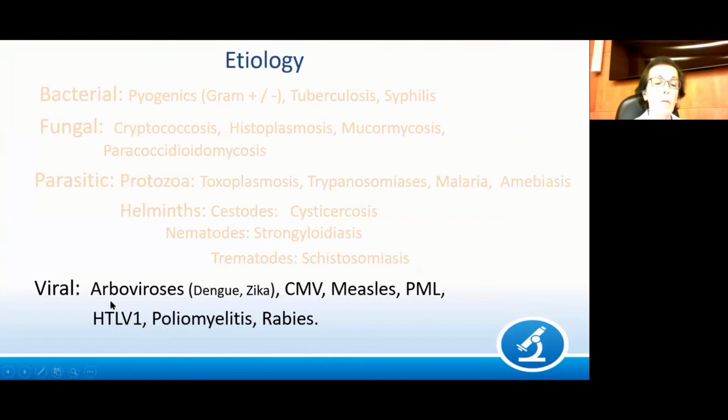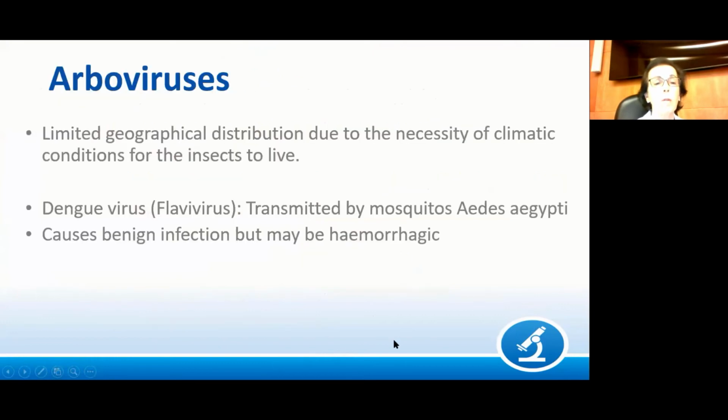And going now to the viral infections, I'm going to talk just about a few ones here. Arbovirosis, as you know, have limited geographical distribution due to the necessity of climatic conditions for the insects to live. They are called this because these are arthropod-borne viruses. One of them is dengue, which we have here in Brazil. It's caused by a flavivirus transmitted by the mosquito Aedes aegypti. Usually it causes a benign infection, but it may be hemorrhagic.